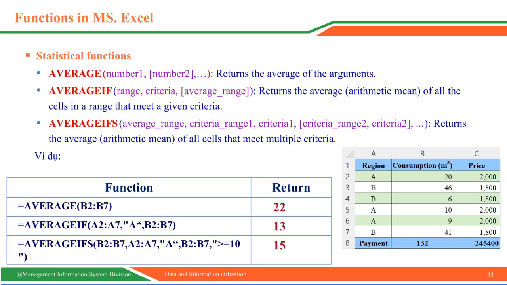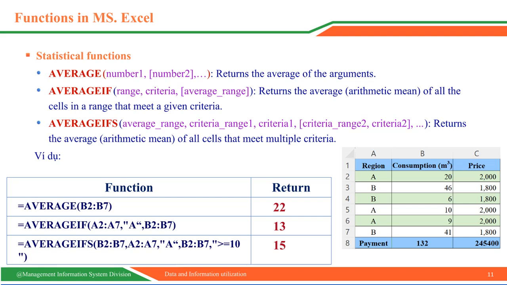Averageif A2 to A7, B2 to B7 returns 13, because in the range A2 to A7, the area A has consumption values 20, 10, and 9. Their average is 13. Averageifs B2 to B7, A2 to A7, B2 to B7, greater than or equal to 10 returns 15, because for area A, the values greater than or equal to 10 are 20 and 10, and their average is 15.